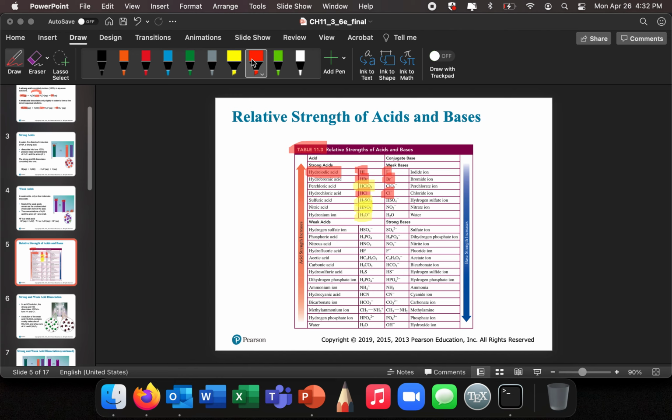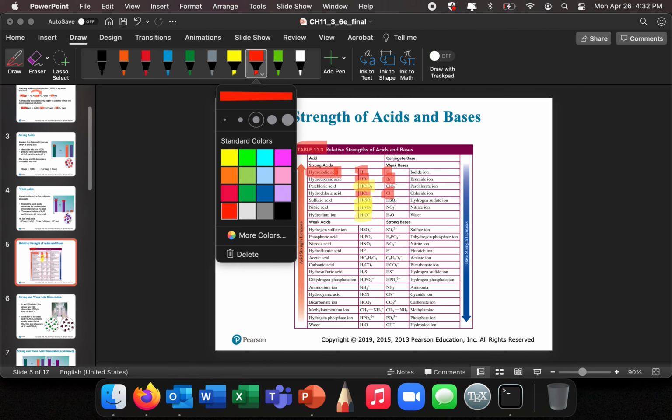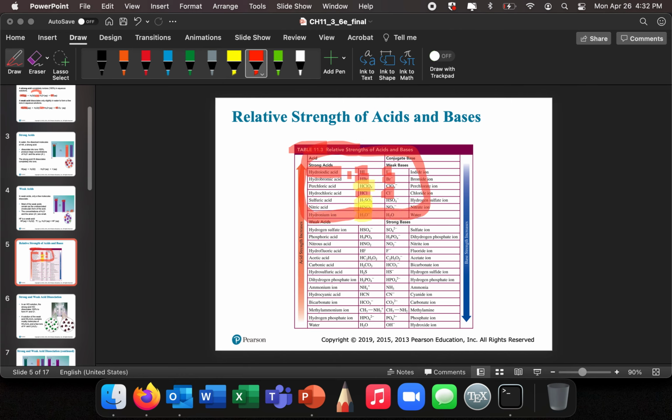Weak acids now include the following. Everything that's not up here is a weak acid. So this is only a sampling of the weak acids. Hydrogen sulfate, HSO4 minus, dissociates to SO4 2 minus. Phosphoric acid goes to H2PO4 minus, dihydrogen phosphate. These are all weak acids. Nitrous acid is a weak acid. It goes to nitrite. Let me point out that nitric acid is up here. Nitrous acid is down here. These are more examples of weak acids.